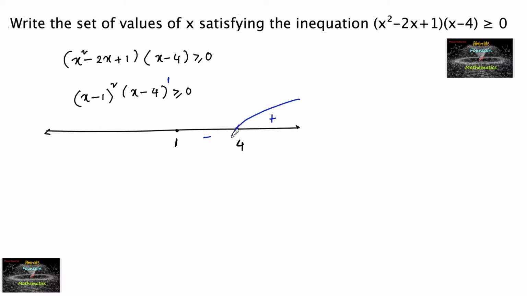The curve changes from positive to negative, and again at x equals 1, for x minus 1 the power is even. Even power means there is no change in the sign, so it will remain on the same negative side. So from the number line graph we can identify that greater than or equal to 0 means positive, and it can be equal to 0 also. So we can say x belongs to the positive region, from 4 to infinity, and even at x equals 4 it becomes 0, so 4 is included. So x belongs to 4 comma infinity is the answer.